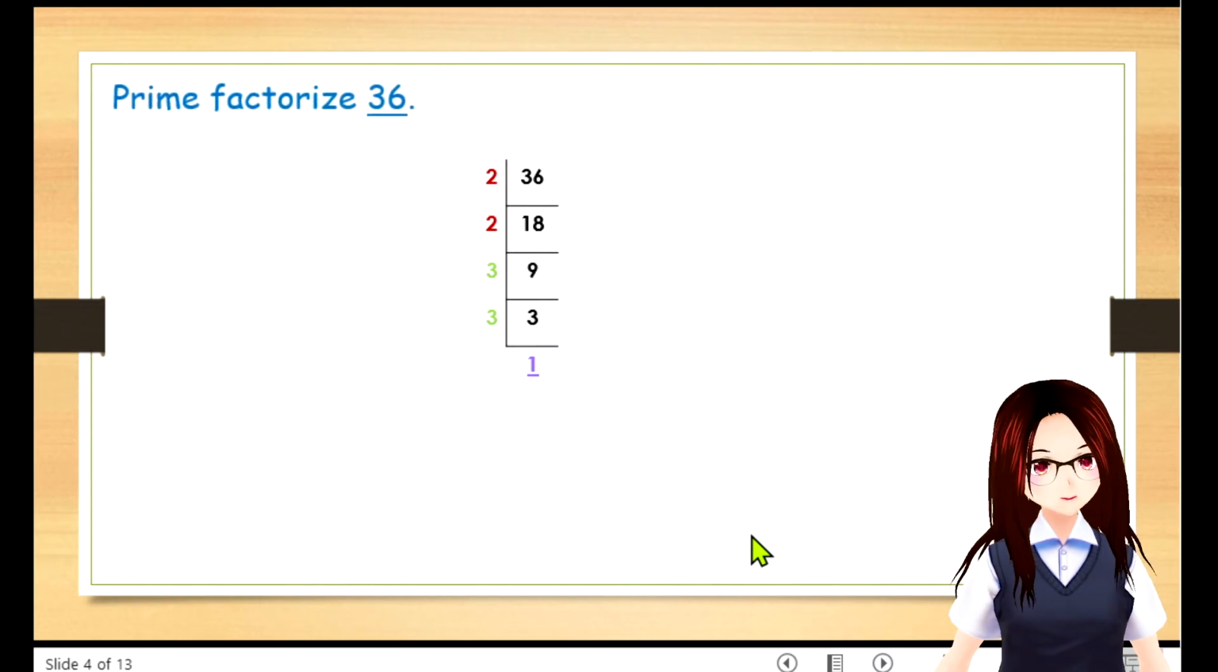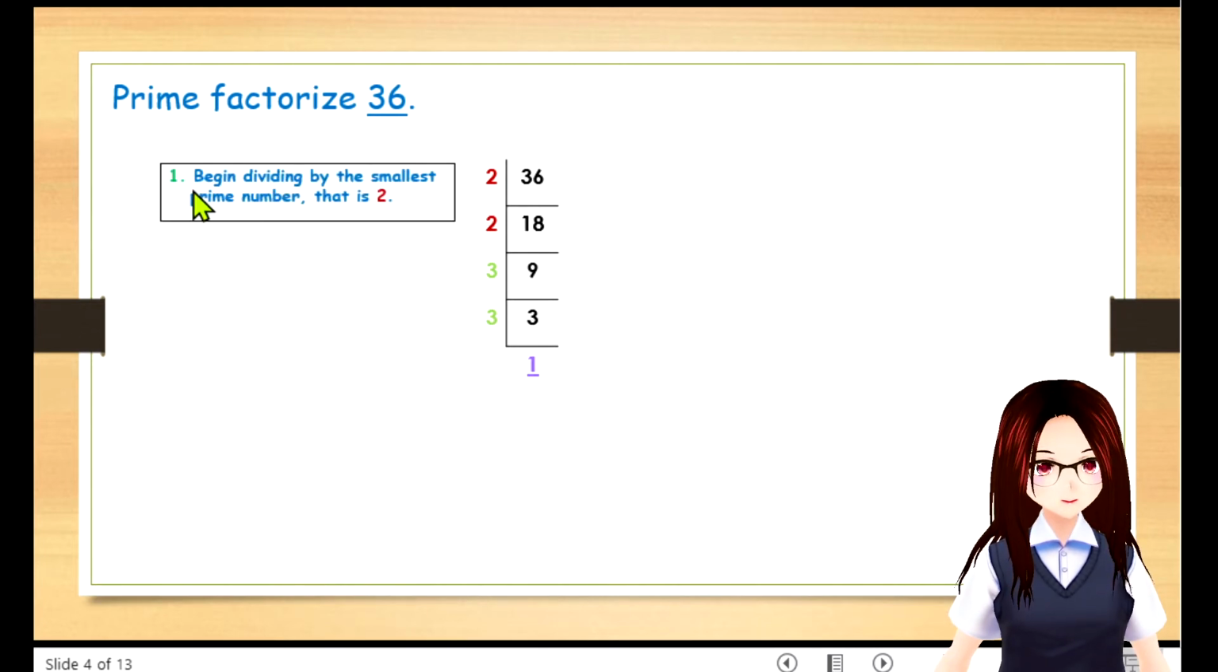Okay, now let's have an example. Prime factorize 36. Let's follow the steps. Begin dividing by the smallest prime number, that is 2. So here we have your number 36. 36 divided by 2 equals 18. And then we divide again. 18 divided by 2 equals 9.